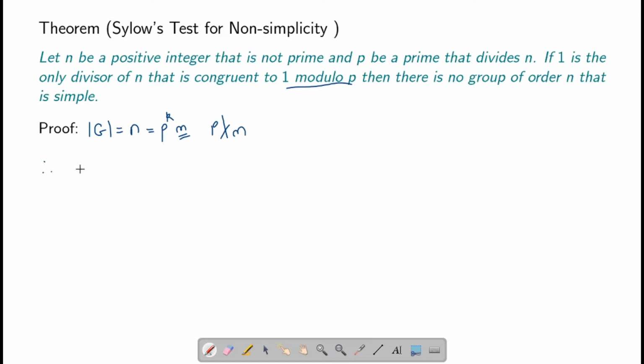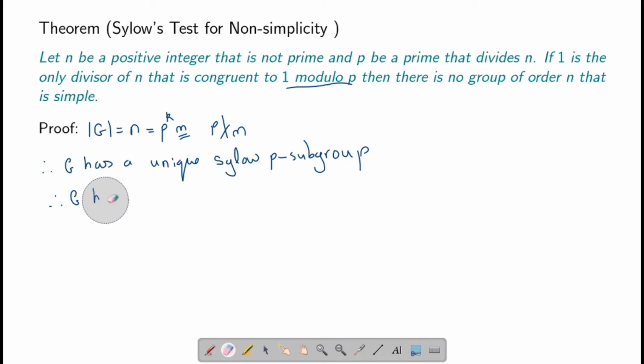That means that G has a unique p Sylow subgroup, and hence you can see that G is not simple, because this unique Sylow p subgroup will be a normal subgroup of G. So this proves our first non-simplicity test.